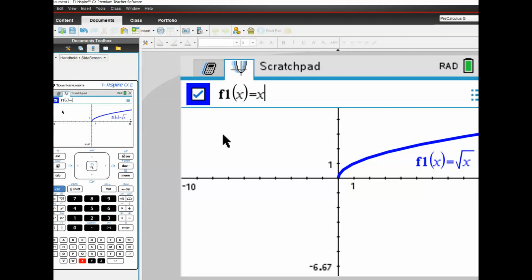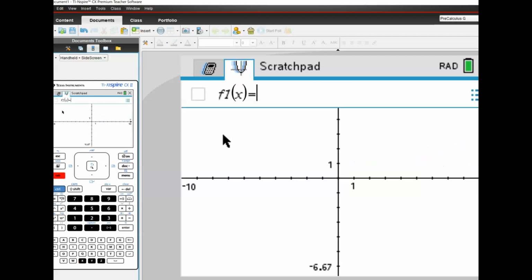So I had a square button, but I need a cube. How do I change the exponent? How do I make a new exponent? You go to this little arrow. It's called a caret key. It looks like an arrow up.